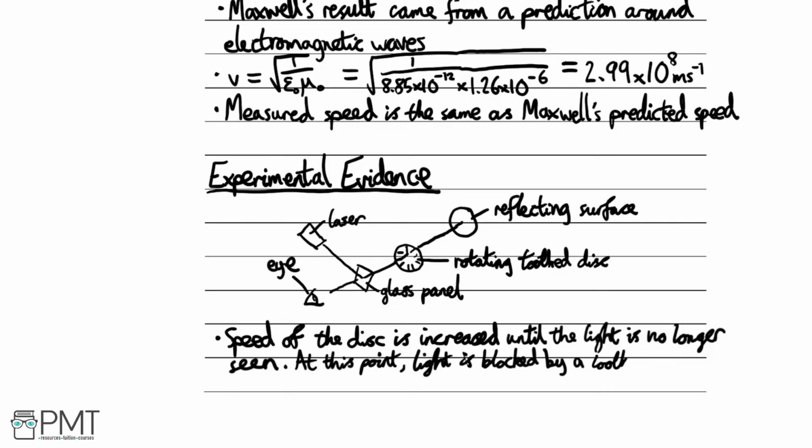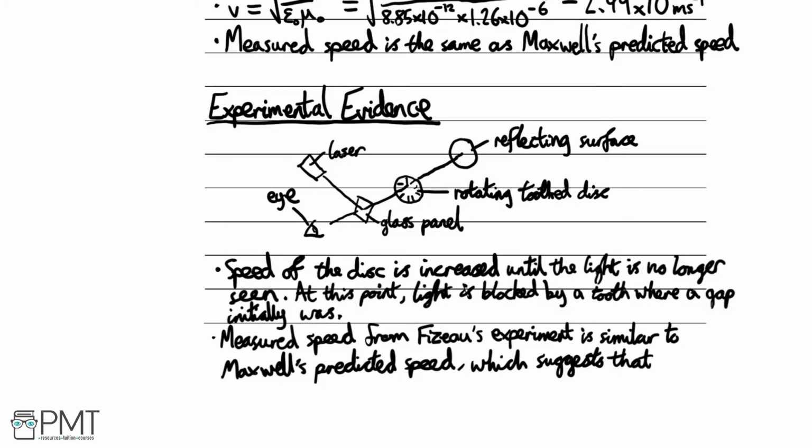marks. Now, to make this section relevant, what we need to say is that the speed calculated in Fizeau's experiment is similar to that predicted by Maxwell, which suggests that light behaves as an electromagnetic wave. And that completes our section 3.